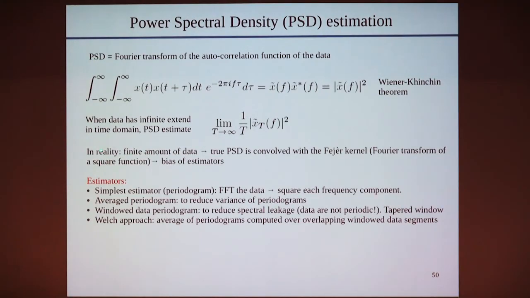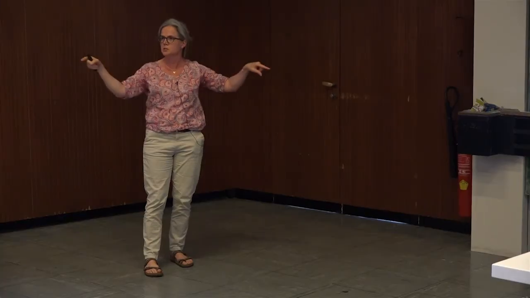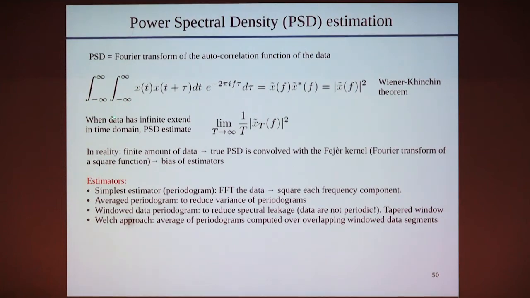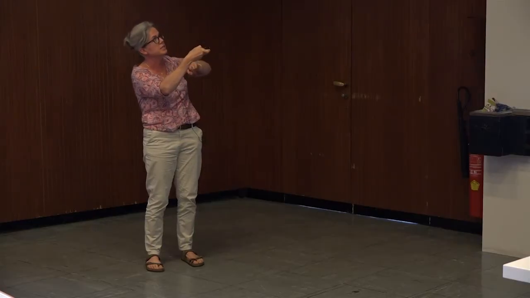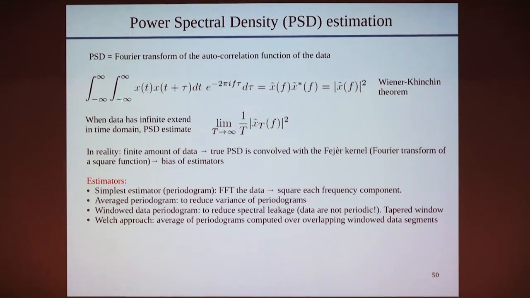As I told you, in reality we have a finite amount of data. So for the PSD, what does it mean? Here you should introduce a kernel function, which is a square function. That means your integral is not from minus infinity to plus infinity, but from minus T1 to T2. So what you're doing now, if you just do the Fourier transform, is not the exact Fourier transform, but a Fourier transform convolved with a square function. And this is not correct.